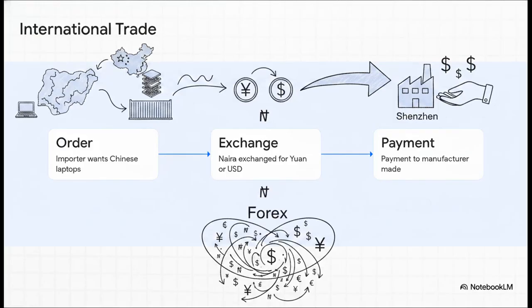So when a business owner in Nigeria orders a shipping container full of laptops from Shenzhen, they can't exactly just wire over a pile of naira. It doesn't work that way. They have to tap into the Forex market to get their hands on Chinese yuan, or let's be real, more likely US dollars, just to settle that invoice. That basic corporate necessity dynamically feeds right into institutional Forex volume.